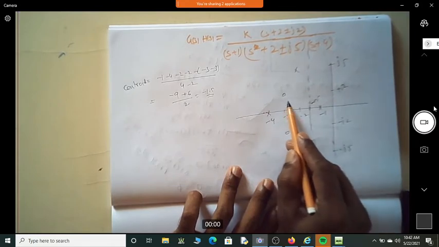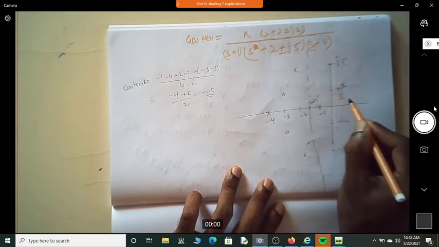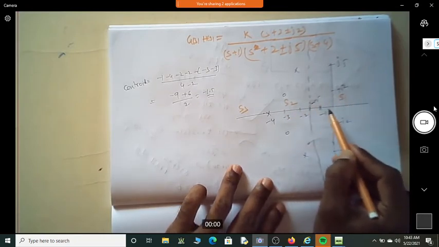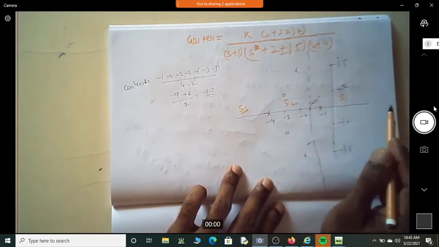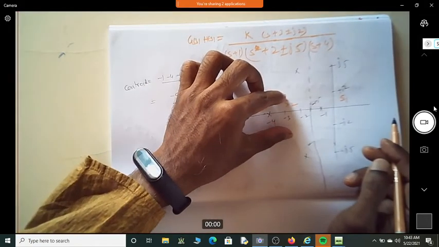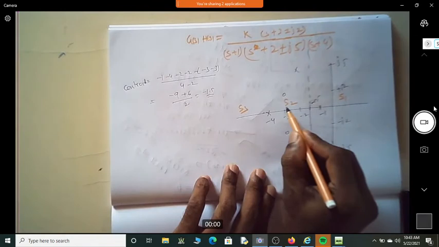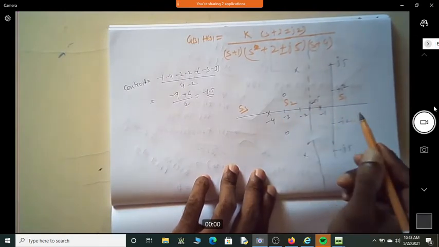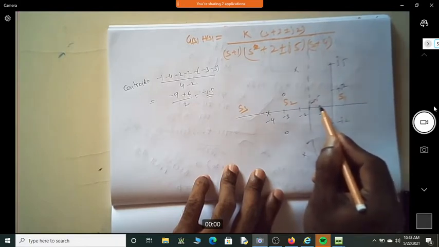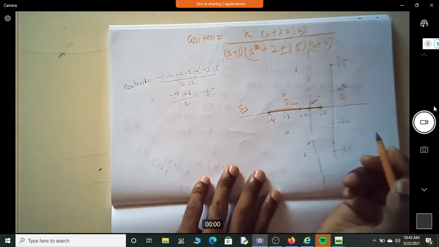Then second segment is this. I will just demarcate only 3 segments: S1, S2, S3. Why only 3 segments? Because only 2 poles on the real axis. Is it not? You are not supposed to consider these complex poles and complex zeros. Correct? S2 is a part of root locus, S2 segment. Okay? Why? That is, a pole to the right is only 1. Correct? Then, how about this S3?